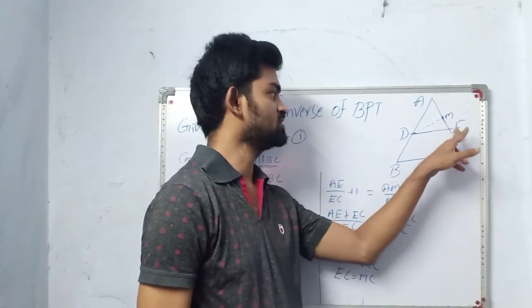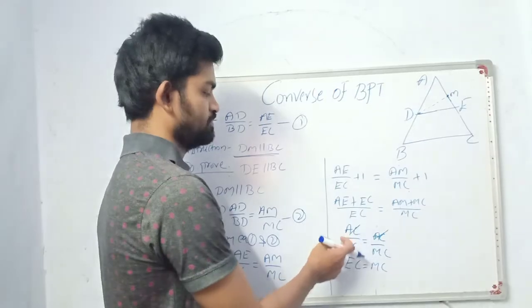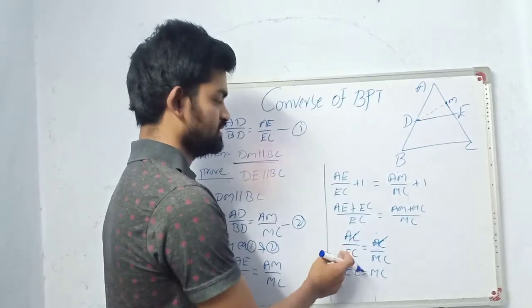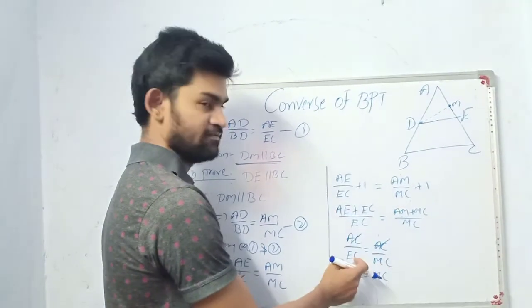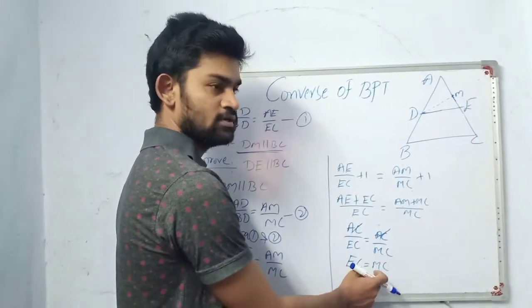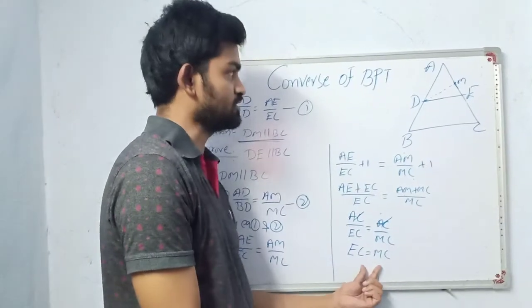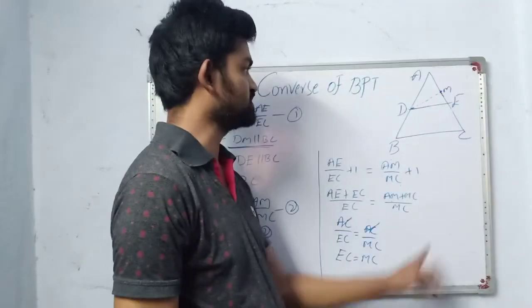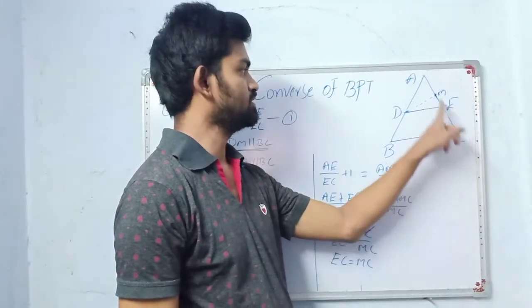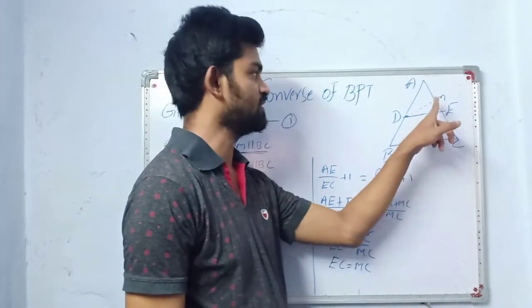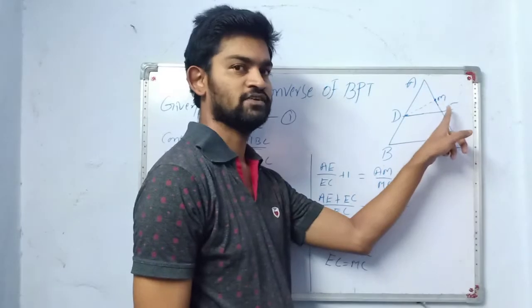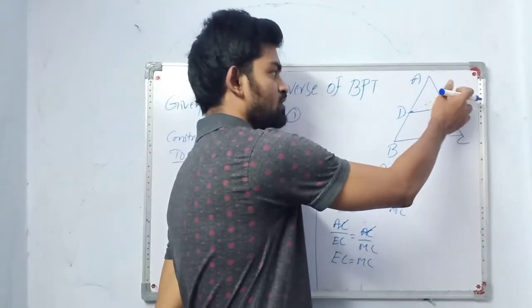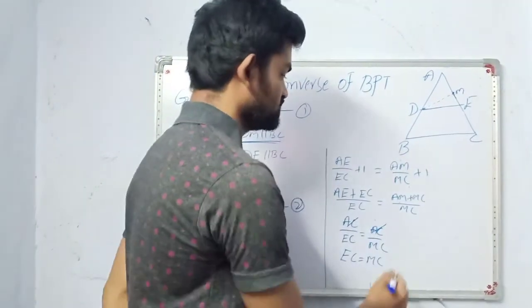If M coincides with E, what happens? Then AC by EC equals AC by MC, both numerators get cancelled. Now what we got? EC equals MC. When EC equals MC, when will this happen? When M coincides with E. If M coincides with E, what happens?